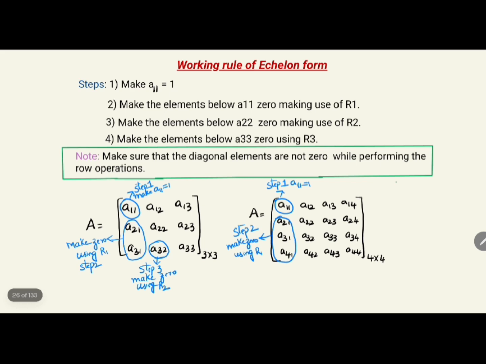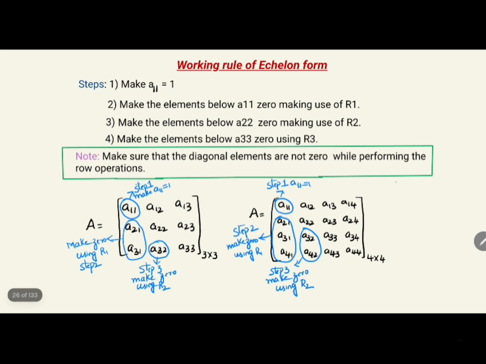Next, what is the third step? Third step is I should make the elements below A22, that is, these are the elements that are present below A22, 0. Step 3 is make them 0 making use of R2, using R2.